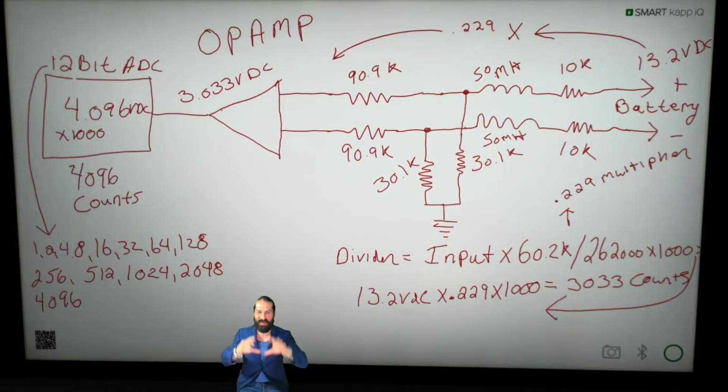This may seem difficult, and I'm going to step you guys through this, but just try to remember that what we're doing is scaling inputs down. So if we have a 12-bit analog to digital converter, we have to scale everything down to less than 4.096 volts.